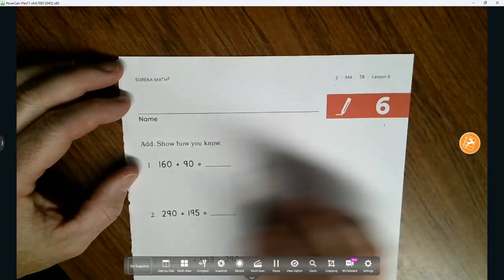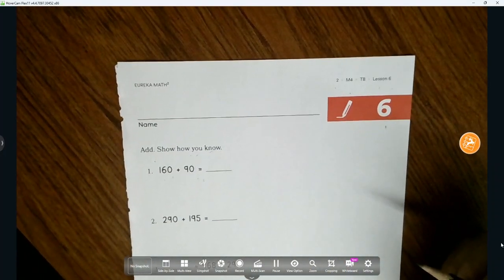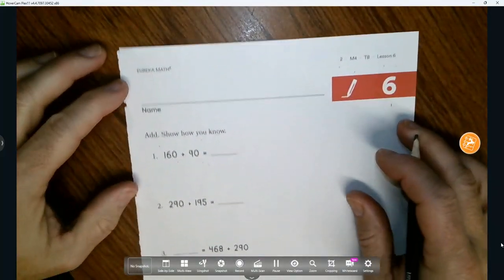I don't know what's going on with the camera. I apologize. I thought we'd be good today. Let's try this. See if that helps.